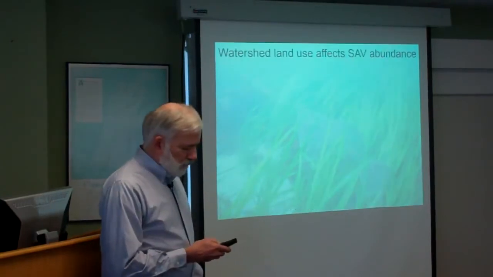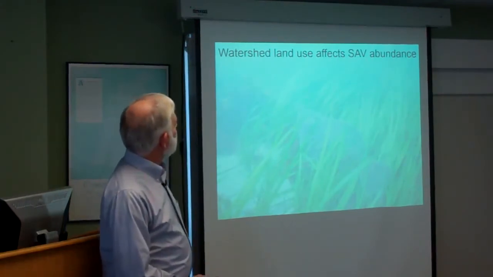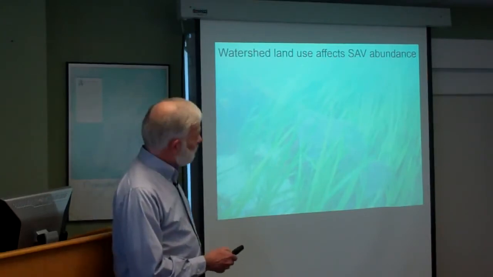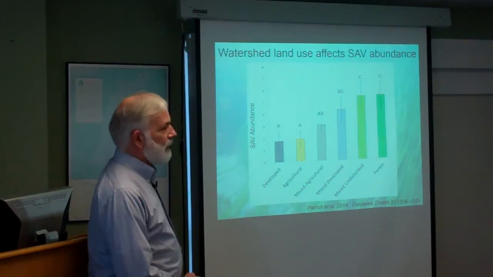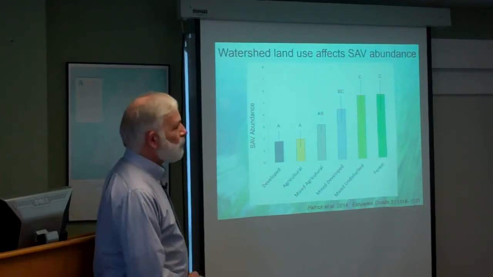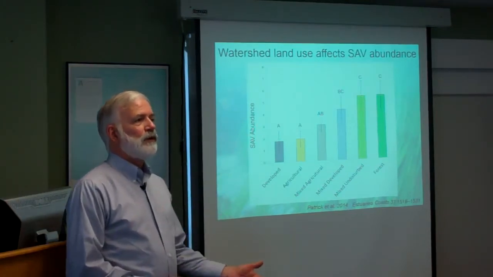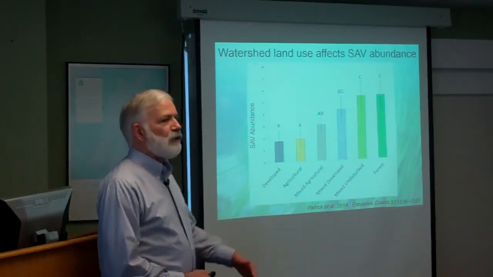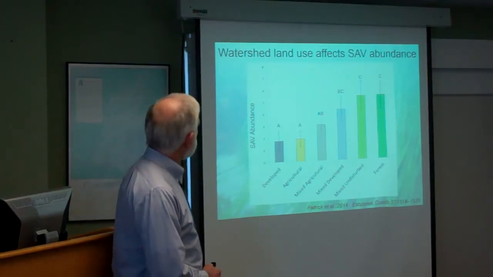So let me go directly into presenting some of the results of this work. One of the first findings I want to mention is that we saw effects of watershed land use on SAV abundance when we compared among the sub-estuaries. What we're looking at here on the y-axis is SAV abundance, quantified by looking at the area of SAV in the sub-estuary and comparing it to the potential habitat area. So it's the percentage of potential habitat that was occupied. And we defined potential habitat as basically the water that's 2 meters deep or less.